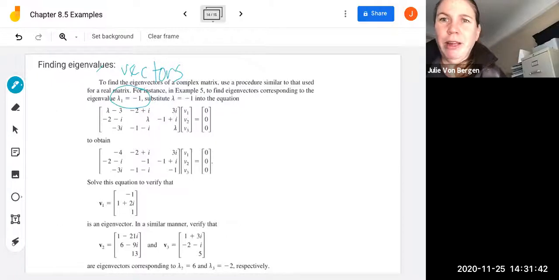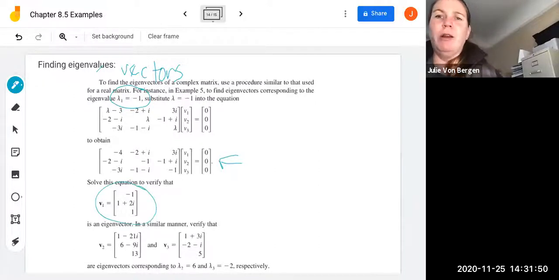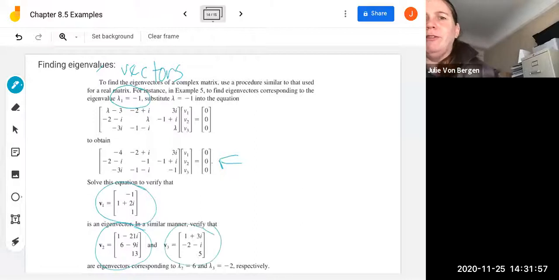So if we put -1 in here, we can solve this equation to get v1 is -1, 1 plus 2i, and 1. v2 is these 3 values, and v3 are these 3 values. So these are the eigenvectors corresponding to lambda 2 equals 6 right here for v2, and lambda 3 equals -2 corresponds with vector v3 here. Okay, so to find the eigenvectors, you plug in the different lambdas into the equations and solve.